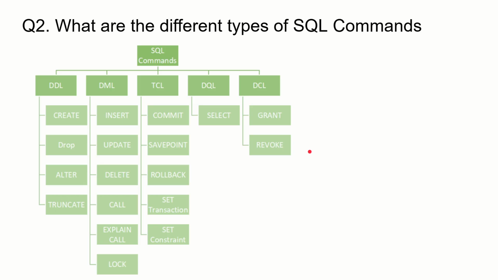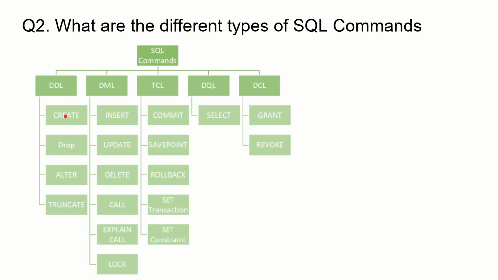Next, an important question is what are the different types of SQL commands? There are various types of SQL commands such as DDL, which stands for data definition language, DML stands for data manipulation language, TCL stands for transaction control language, DQL stands for data query language, and DCL stands for data control language. Under DDL we have create, drop, alter, and truncate.